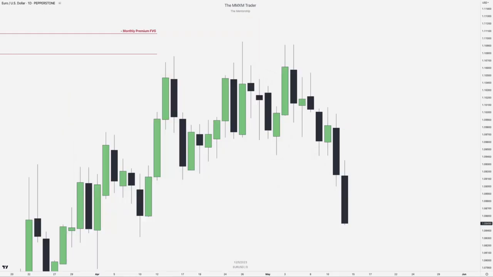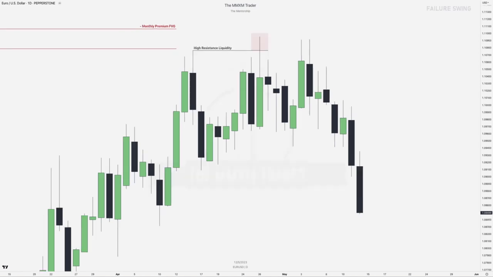So over here we've got that Euro USD daily chart, and remember we hit that higher time frame bearish array, right? That monthly premium fair value gap. So over here we've got some nice structure, right? What do we want to see when we want to sell? We want to see a high resistance liquidity run, which confirms we are going into bearish order flow, right? So how does that look?